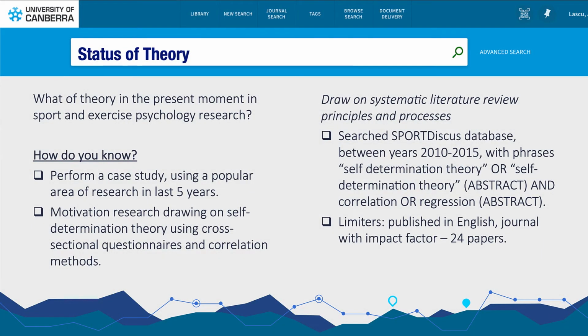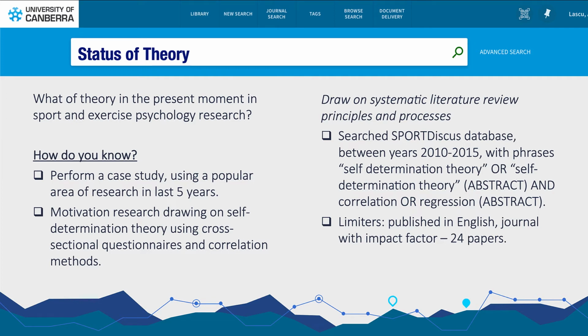Let's take a moment to consider theory in the present moment in sport and exercise psychology. What does theory look like? In the book, they performed a case study using a popular area of research in the last 5 years. Motivation research drawing on self-determination theory using cross-sectional questionnaires and correlation methods was identified.